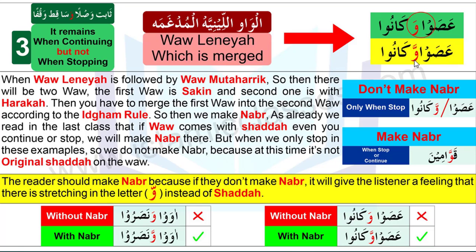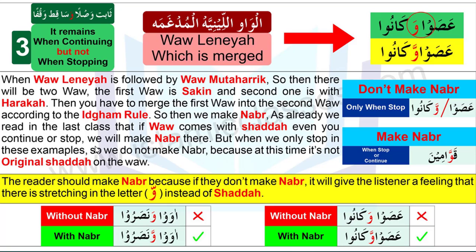But if we do not make Nabr, what happened? That inshallah I will tell in the below examples. But right now just concentrate. When we make Nabr, what happened? We raise the voice of waw here. Asawwa. Right? So then the question is that what is the difference then in this example and in the last class examples? What was the difference basically?